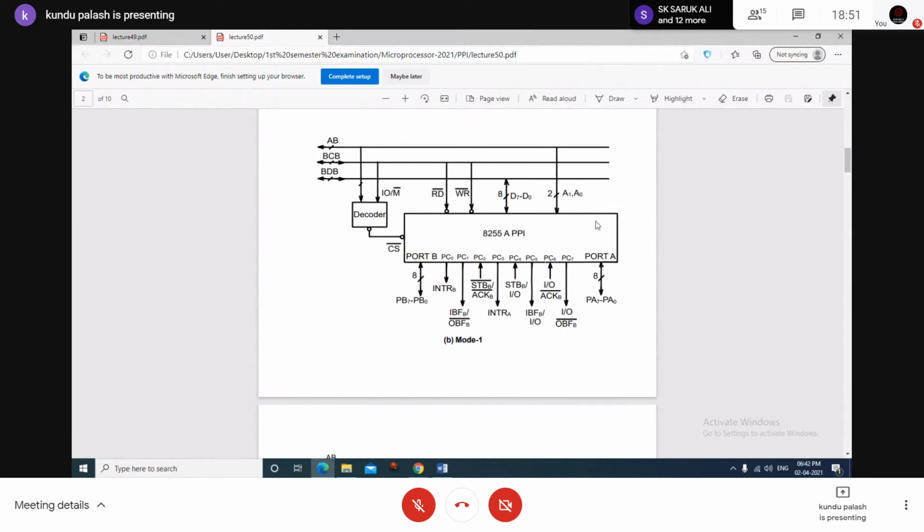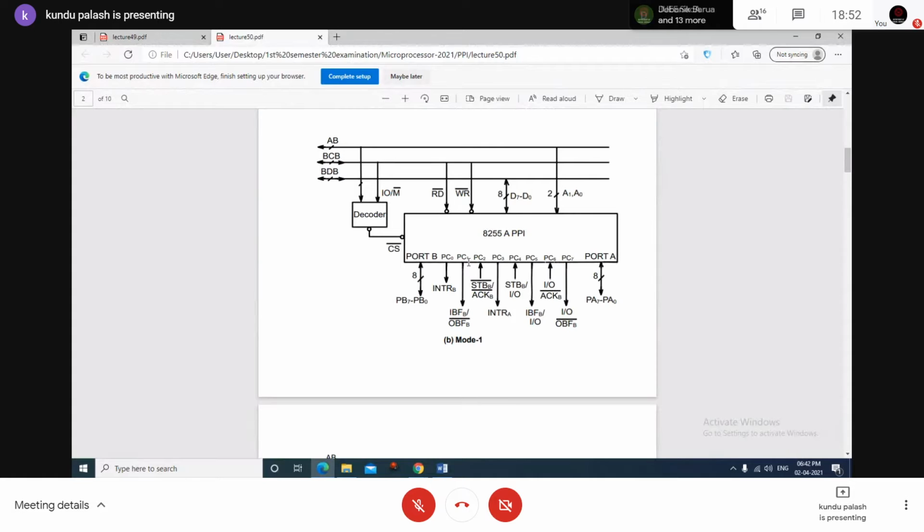This mode of operation is like that. So the port B has 8 lines marked as PB0 to PB7. But the C port, the lower order C port, consists of these 4 lines, PC0, PC1, PC2, PC3. So that means during reading and writing, port C lines can send the interrupt request signal to the other microprocessor.